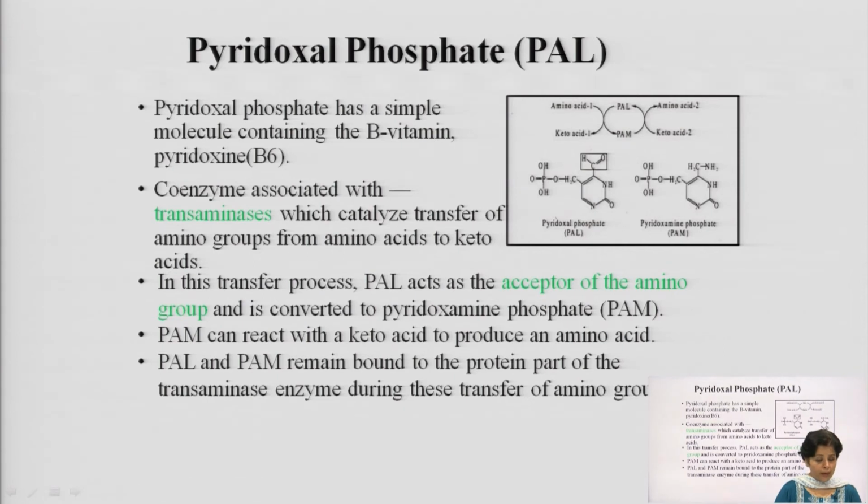The transaminase process involves the aminotransferase enzyme, which will catalyze the transfer of amino group from amino acid to keto acid. In this transfer the PLP acts as the acceptor of amino group and it is converted to pyridoxamine phosphate, that is PMP. PMP can react with a keto acid to produce an amino acid.